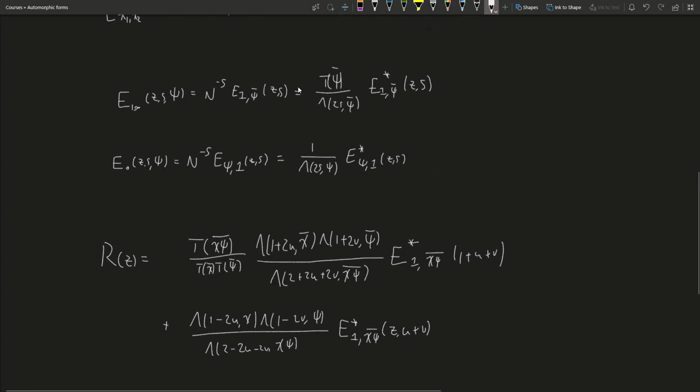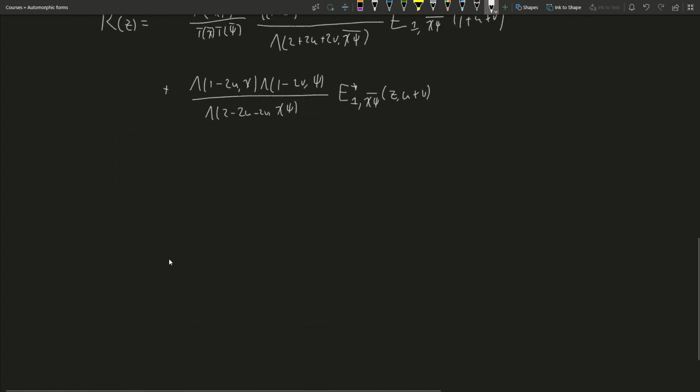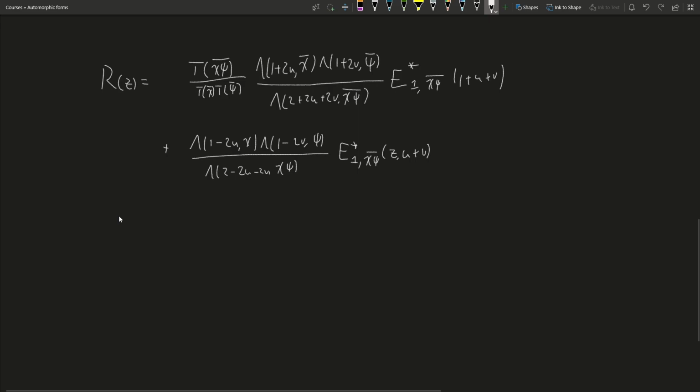So again, with these relations that were written down here, you can verify that the Fourier expansion of V minus R at both the cusp infinity and the cusp 0 has no powers of y that have real part more than 1/2. And so what that means is that you can compute these inner products, so the inner product of V minus R with this Eisenstein series at the cusp infinity. Actually, I will just copy paste this.